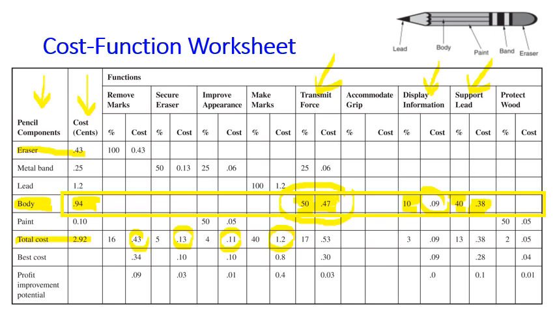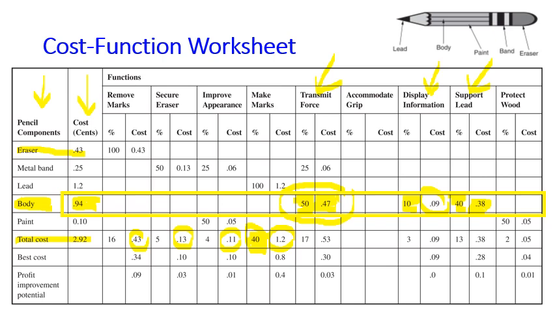Here in the case of the pencil, I think the total cost of the make marks function is the biggest. It takes about 40% of the total cost of the pencil, which makes sense, right? Because a pencil is used to write something, to make marks on the paper. So this function should have the highest proportion of the total cost to produce the pencil.